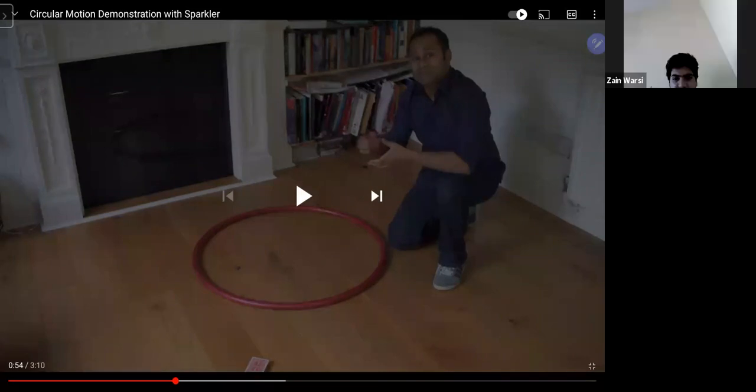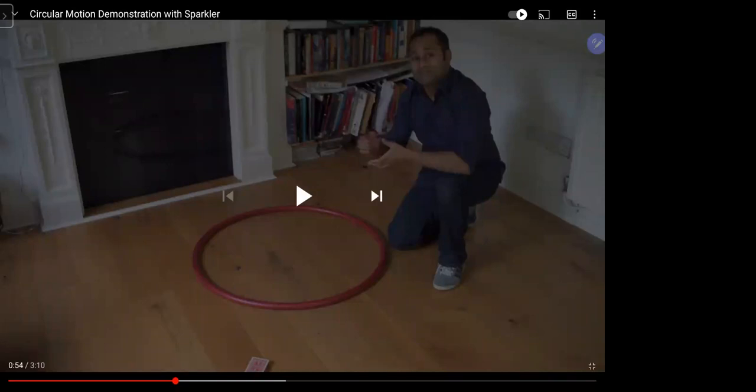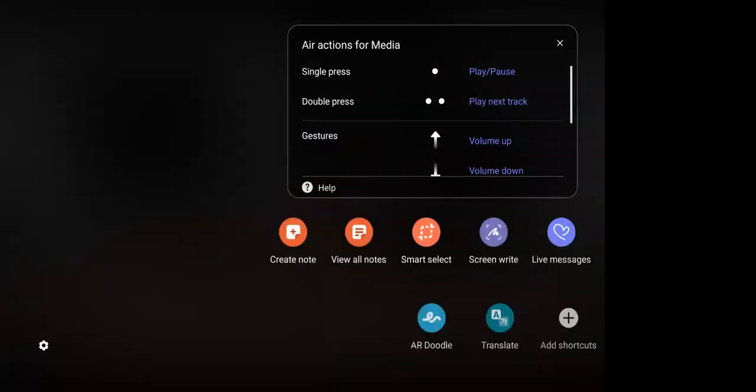Normal. The normal reaction, no? Yes. There's a normal force between the hoop and the ball that is providing the acceleration.